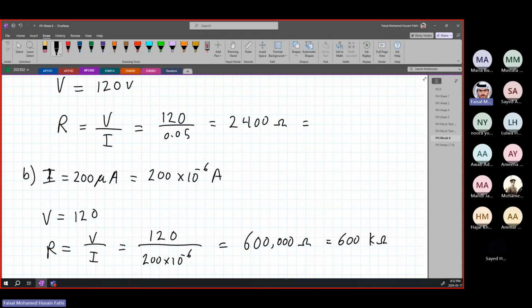Same thing with this one. You can say it's 2.4 kilo ohms. Obviously, with practice, you guys are going to get much better at understanding how to convert the units, understanding what it means to convert units, and all of that very quickly.